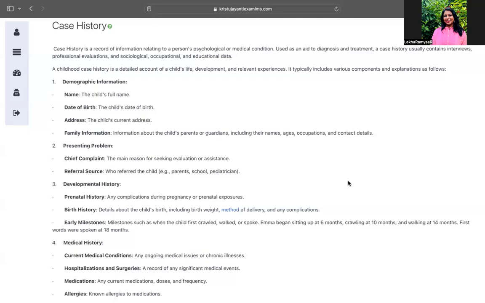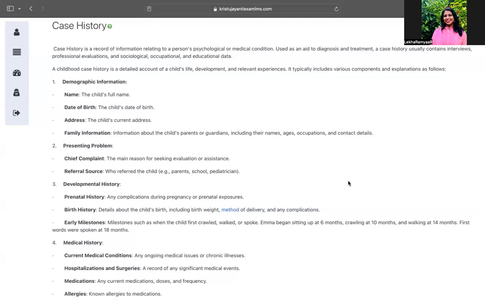The next one is medical history. So is the child having any current medical conditions? Is the child having any problem, any disease, any kind of disorder that needs to be mentioned, or a chronic illness? Type 2 diabetes, for example, is a very common disease in children. So they might be having that, or whatever it could be. You need to interrogate and find out.